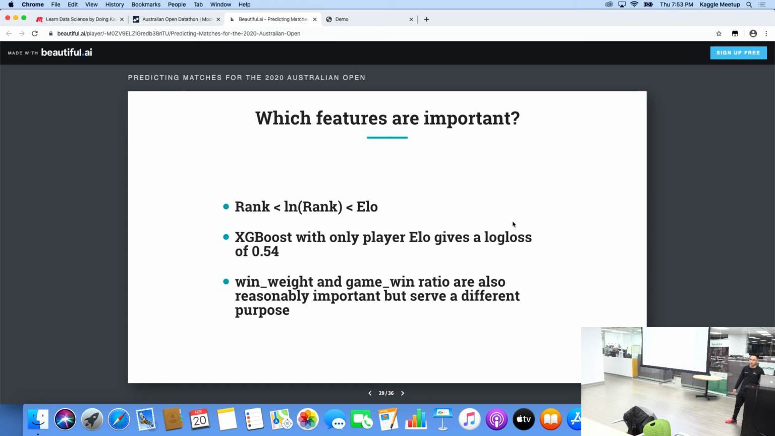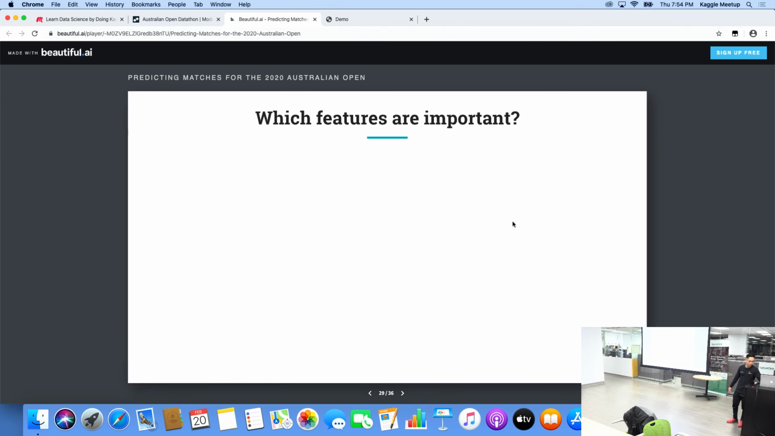So which features are important? Unsurprisingly, player rank, the logarithmic transformation of rank, and also ELO are the most powerful single features, but they basically convey the same information. So when you put all three of them in the model, they kind of fight it out. Two sink to the bottom, one rises to the top, and that's sort of the order it goes. ELO is, I suppose, a little bit more machine learning friendly than log rank. Log rank is a bit more machine learning friendly than rank. But yeah, that's pretty much it.